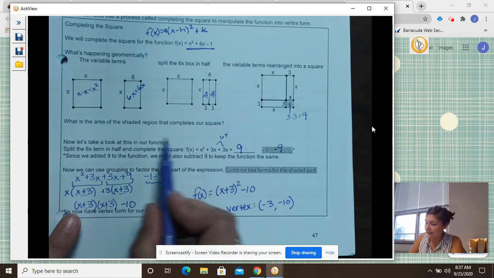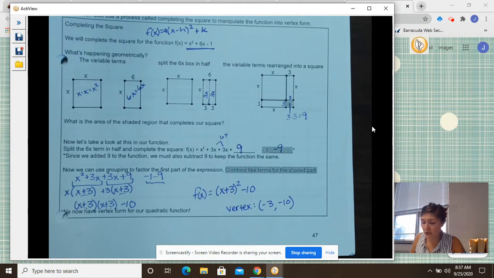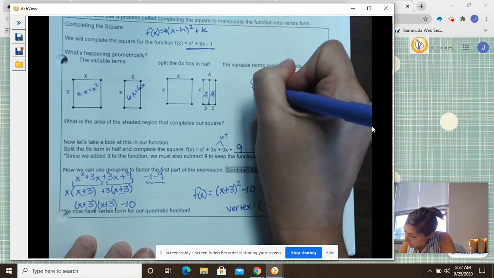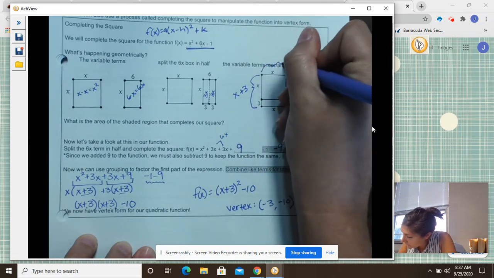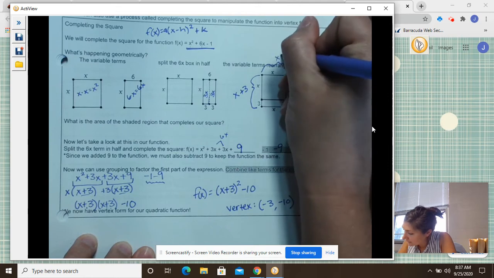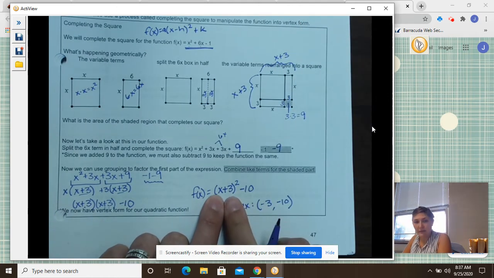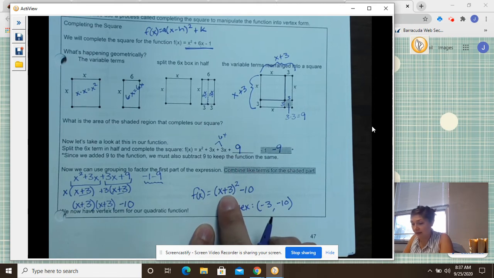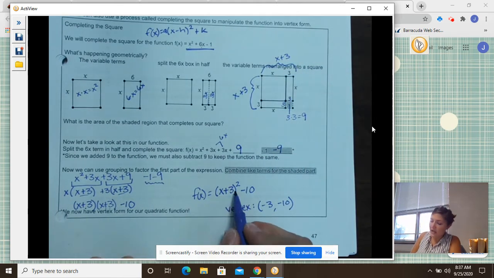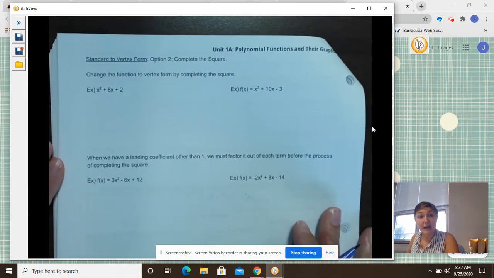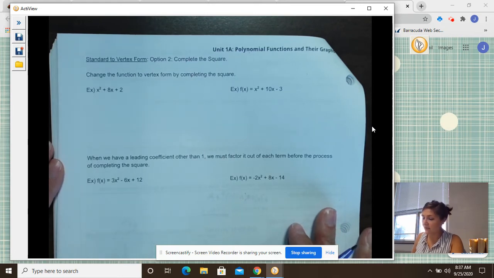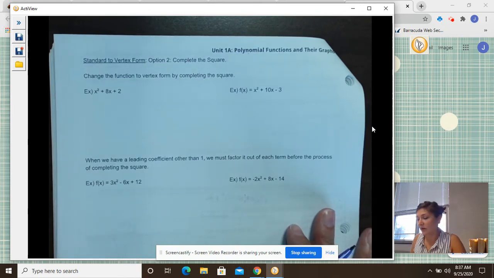So what we're going to do is practice this algebraic process. Something else I want you to notice, though, is that our side length for our square would be x plus 3. And here, same thing. I've got x plus 3. Notice that that's what we end up as our factor here, x plus 3. Okay? So I shouldn't be shocked that I ended up with x plus 3 squared here. So we're going to do a couple more practice problems of completing the square. So on the next page, we're going to take a look at those examples on the top of page 48. Okay, so we're going to change these functions to vertex form using that completing the square process.